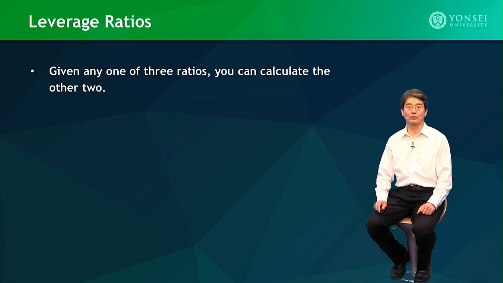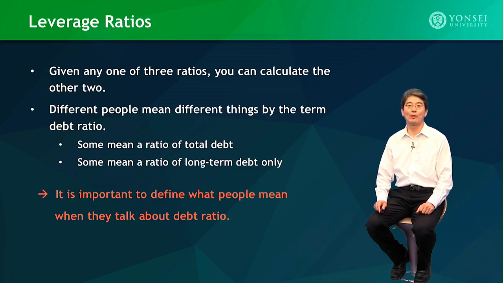You may also have noticed that given any one of these three ratios, you can immediately calculate the other two. That is, all say exactly the same thing. However, different people mean different things by the term debt ratio. Some mean a ratio of total debt, and some mean a ratio of long-term debt only. Unfortunately, a substantial number of people are simply vague about which one they mean. Therefore, it is important to define what people mean when they talk about the debt ratio.